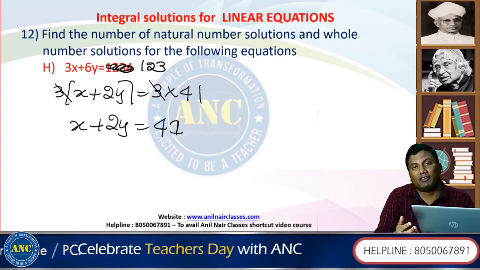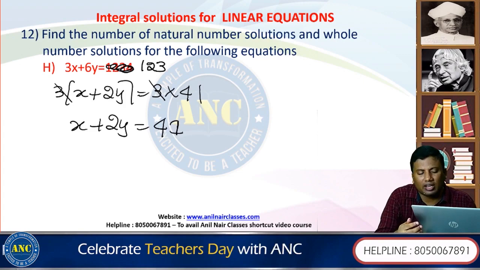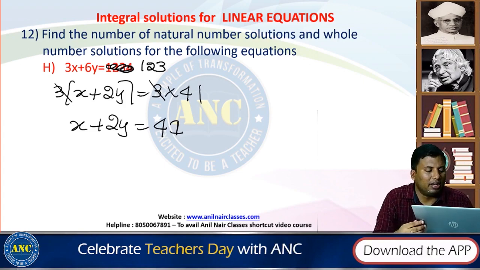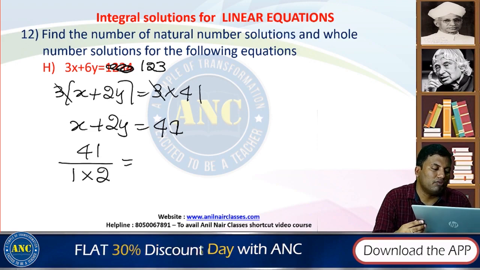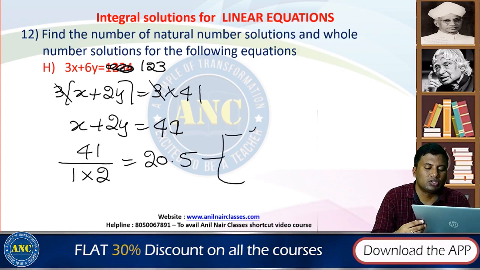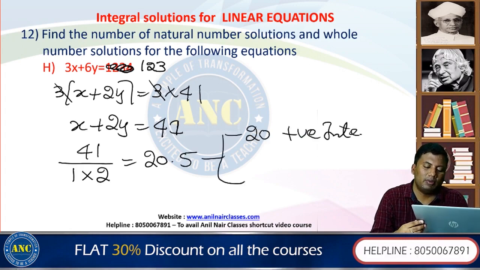1 is a factor of 41. 2 is not a factor of 41. So one of them is a factor. 41 by 1 into 2, which is nothing but 20.5. Ignore decimals. So 20 will be the positive integral solution.